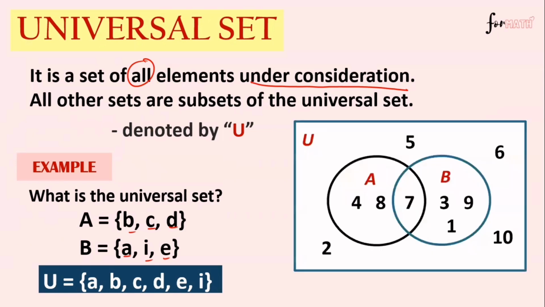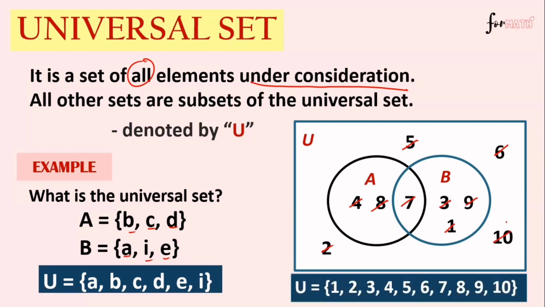Okay, another example. Using this Venn diagram, please identify what is the universal set. Pag sinabi natin universal set, lahat ng nakikita nyo dyan sa Venn diagram is a universal set. Ibig sabihin, lahat po yan. So, you have 1, 2, 3, 4, 5, 6, 7, 8, 9, and 10. So, lahat yan ay universal set natin. Kahit nasa labas pa siya ng bilog, or nasa loob, or nasa intersection, lahat po yan ay universal set.